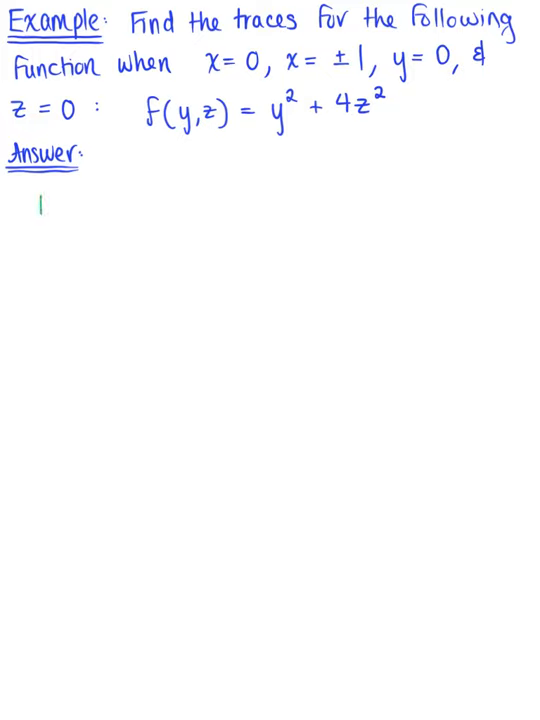So the first thing that I want you to note is this function notation. This f of y, z can also represent x. So another way to write our given function is as follows. We can say that this is the function x is equal to y squared plus 4z squared. So we are going to use this given function now to find all of these beautiful traces.